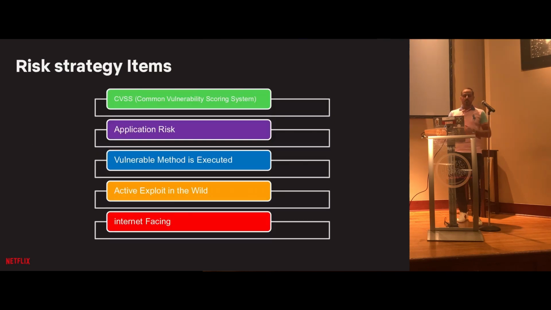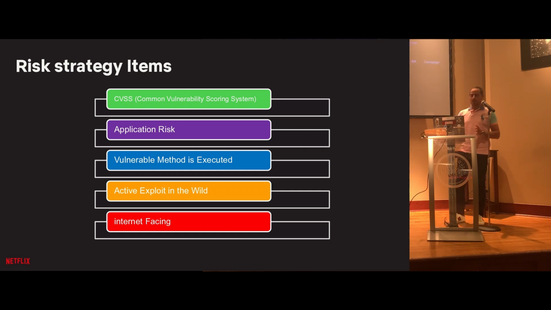So we decided that it's better to have some sort of formula or a defined strategy that we can use to conclude the risk. So the first thing that we can't ignore is the CVSS score, and then the application risk, and if the vulnerable method is ever executed. And this is very crucial. We also look at whether there is an active exploit in the wild, and if the application itself is internet-facing. You might be asking, how would you know if the application is internet-facing? I guess this is a solvable problem. You can run some scans from outside. You can do Nmap. You will have some way to tell if a specific application is actually internet-facing.